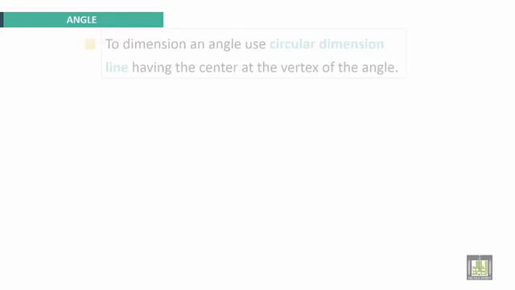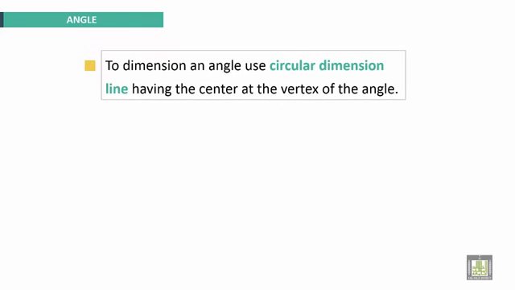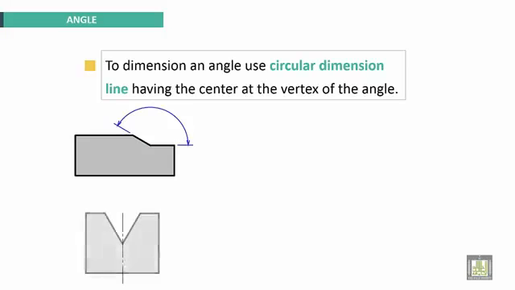Angle. To dimension an angle, use a circular dimension line having the center at the vertex of the angle. One example here. This is the angle. Okay. We use this circular dimension line.